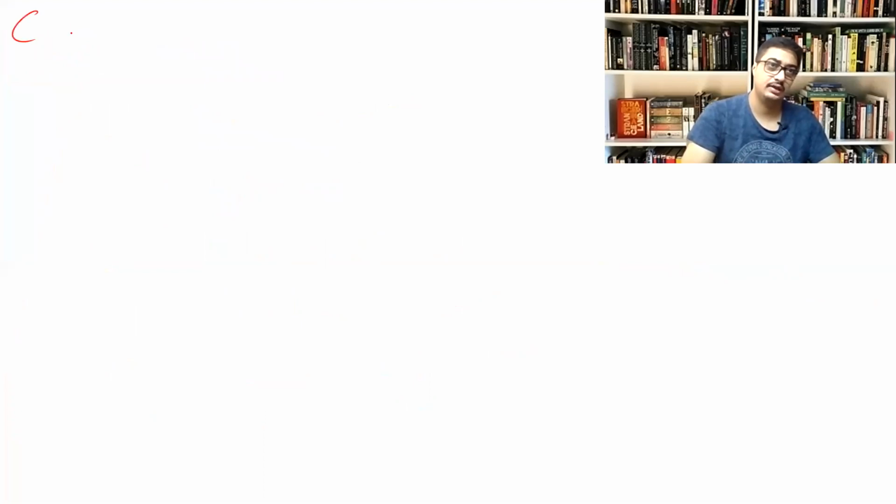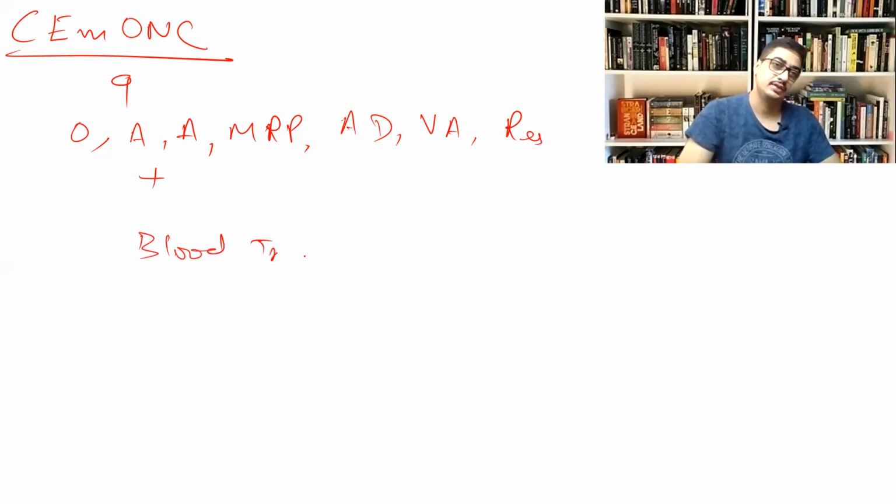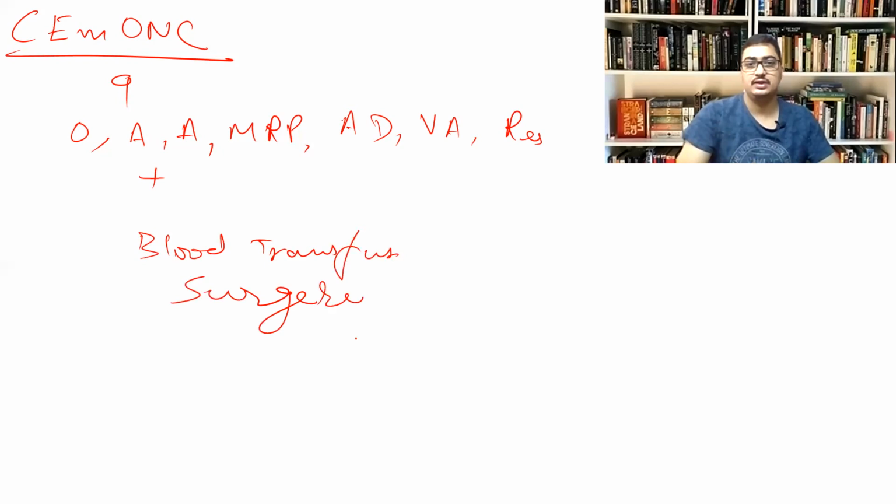The second aspect is CEMONC. This is comprehensive. It has 9 services. The 7 previously given: oxytocins initially, then antibiotics, then anticonvulsants, then manual removal of placenta. Then after manual removal, assisted delivery, then vacuum aspiration, and newborn resuscitation. So these 7 services are out there. Along with that, we will provide blood transfusion services, and then surgery like cesarean section, and all these services will be provided. So with this, the first aspect of our discussion comes to an end.